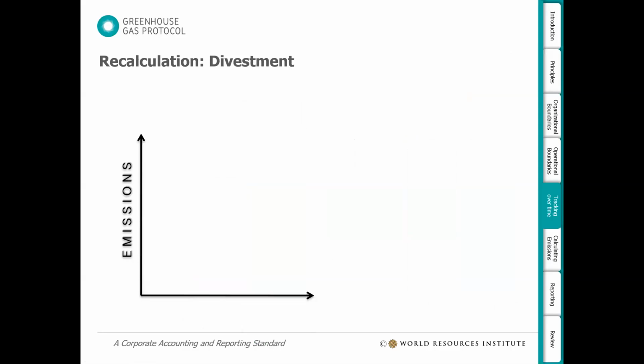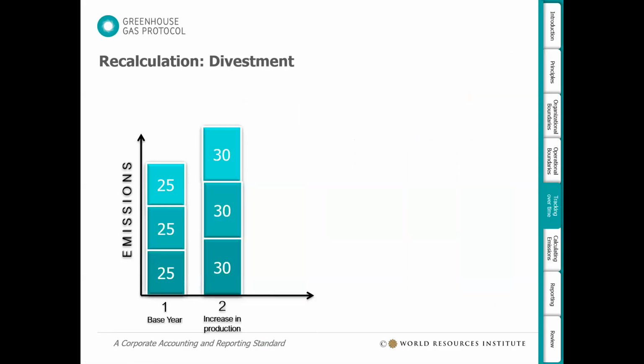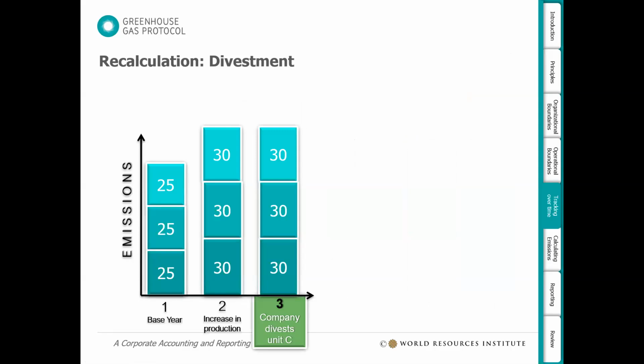Conversely, this slide will show an example of how recalculations work if a company divested an operating unit. Here, the company is initially comprised of 3 units. Unit C at the top emits 25 tons in the base year and 30 tons in years 2 and 3. In year 3, the company divests this top unit, so it removes Unit C's emissions from its base year and optionally from the intervening inventory for year 2.